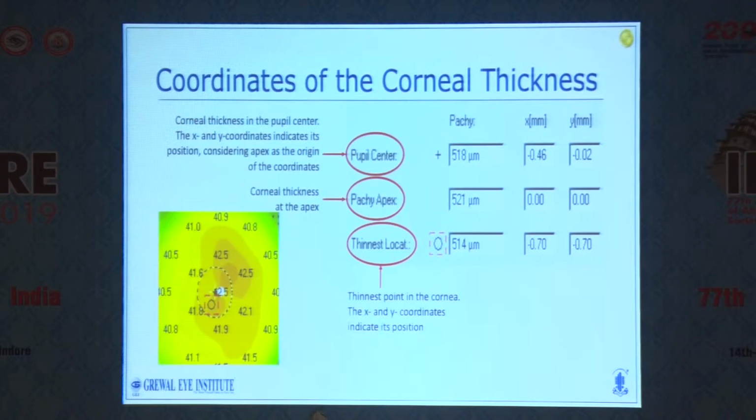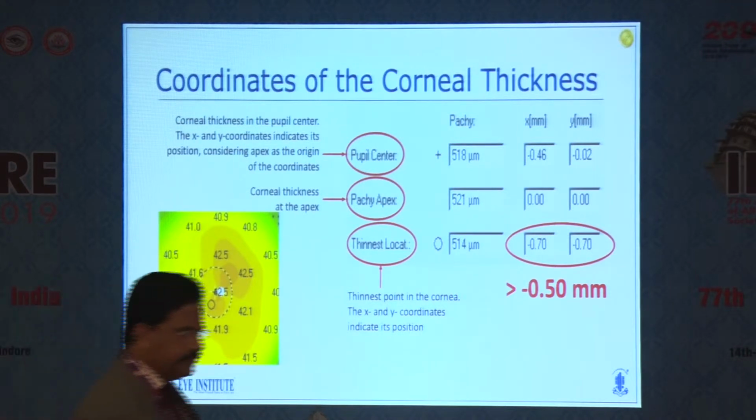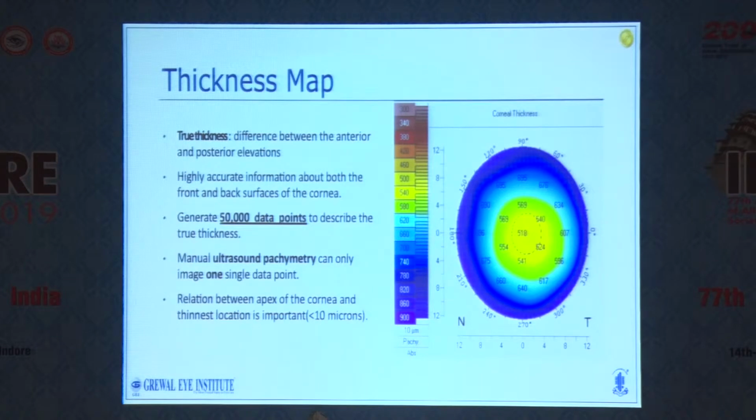The difference between the thinnest location and the pachy-apex is normally less than 10 microns. The y-coordinate is most often normal when it is less than 0.5 millimeters, suspicious when between 0.5 and 1 millimeter, and abnormal when it is more than 1 millimeter. Compared with ultrasound pachymetry, which measures thickness at only 1 point, the Pentacam can generate 50,000 data points to describe the true thickness. The normal pachymetry map has a concentric shape.